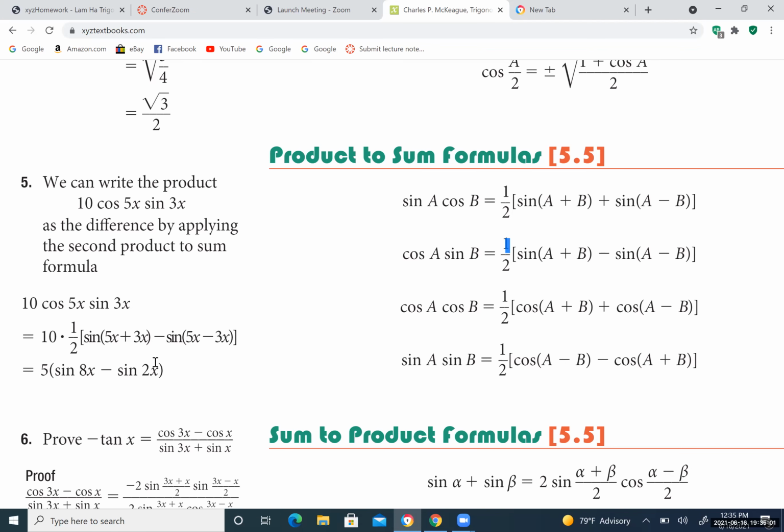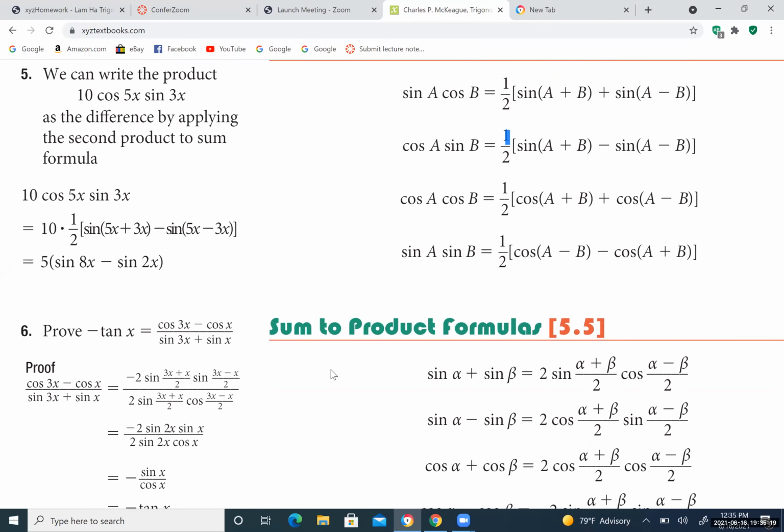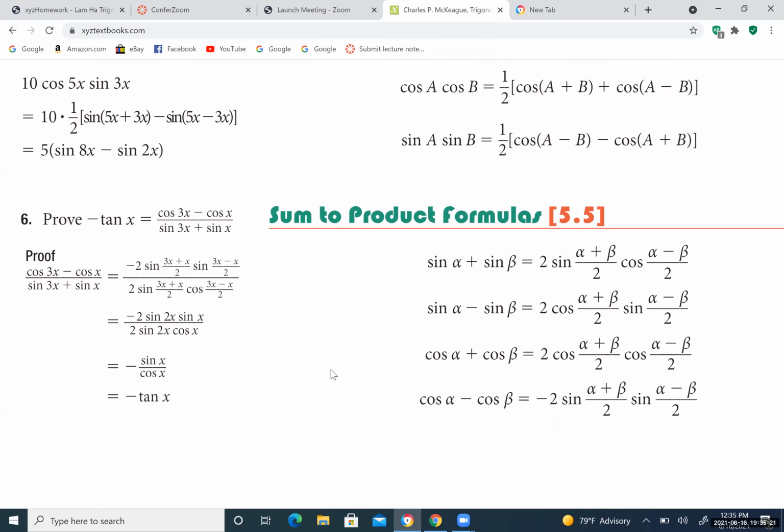If you expand it more, you got sine 2a, right? Sine 2a equal to 2 times sine a times cosine a, right? But you should not expand more. This is you simplify and then I think that's good enough. Okay, sum to products formula.